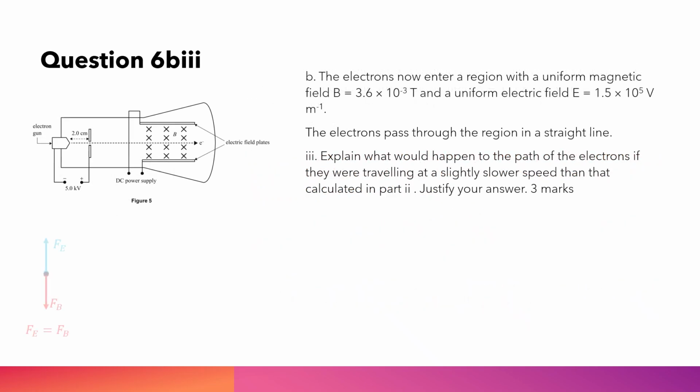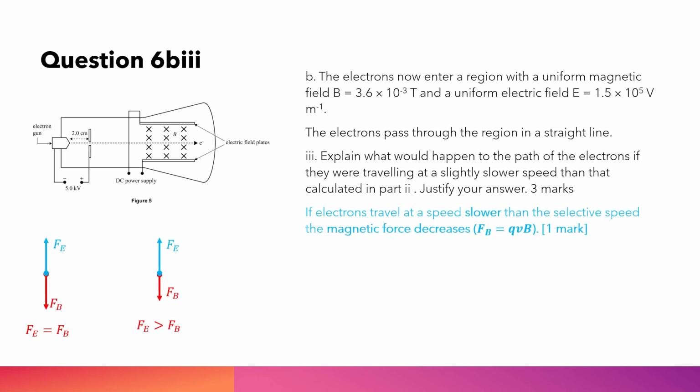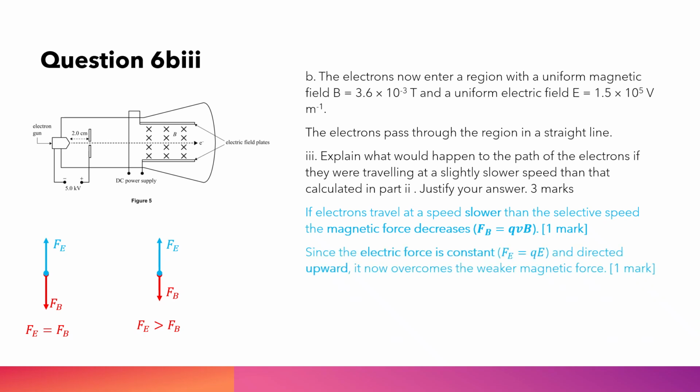If electrons travel at a speed slower than the selective speed, the magnetic force decreases. Since the electric force is constant and directed upward, it now overcomes the weaker magnetic force. Consequently, the electrons experience a net upward force and are deflected upward.